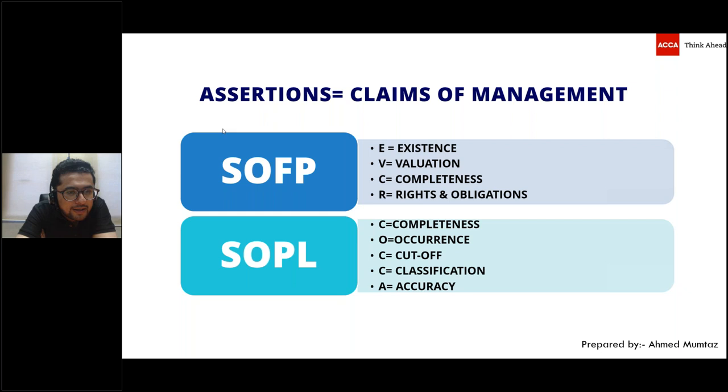The next question is from Prashant Patel: can you explain completeness one more time? Okay, just imagine I have to pay. My trade payables are 5 and I need to pay 1 million to each. Maybe I've recorded 4 and maybe I have omitted 1.